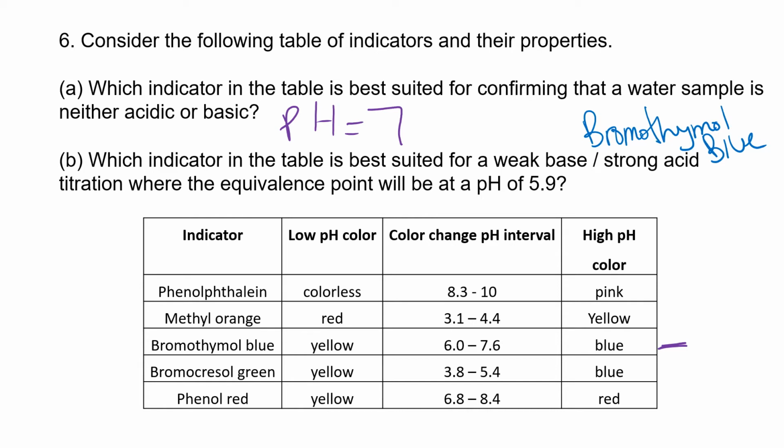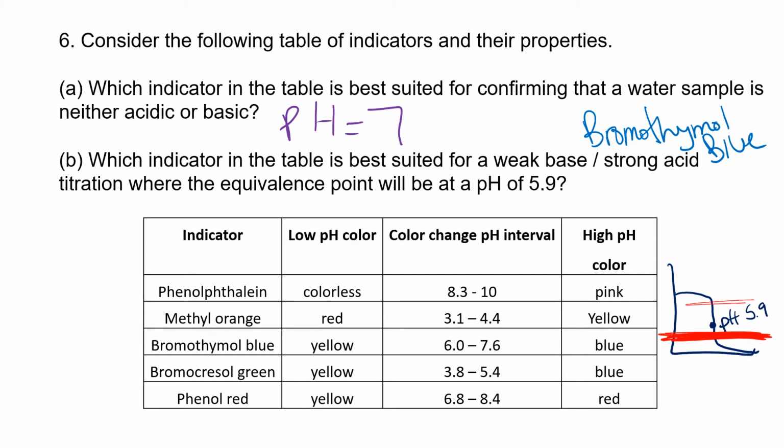Question B says which indicator in the table is best suited for a weak base, strong acid titration where the equivalence point will be at a pH of 5.9. If I was to draw this quick titration curve, it'll look something like this. We have a weak base and it goes into a strong acid. And so that equivalence point is going to be at a pH of around 5.9. So when we're picking an indicator, that color change needs to be after the endpoint, or at least right after that endpoint. If I reverse this and had a strong base as my titrant, it would need to be up here.